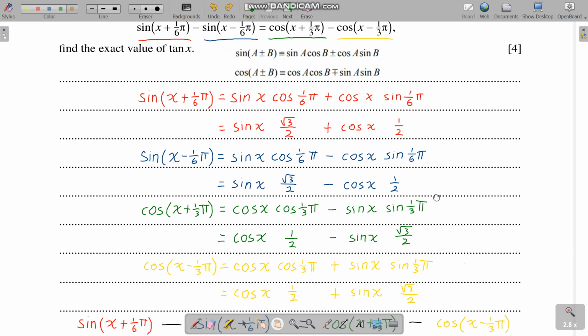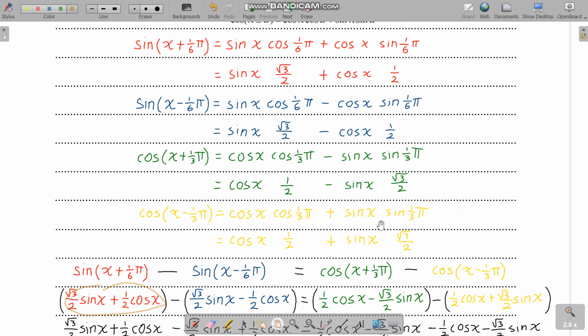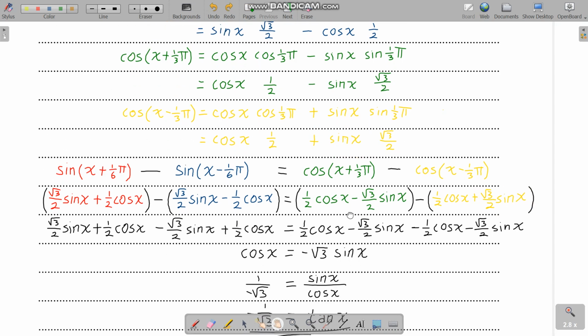So this is the original equation. You replace, for the red one here, you see we have root 3 over 2 sine x and 1/2 cos x, and for the ones in blue we have root 3 over 2 sine x minus 1/2 cos x, and for the one in green 1/2 cos x minus root 3 over 2 sine x, and the one in yellow 1/2 cos x plus root 3 over 2 sine x. And then we just do it step by step.